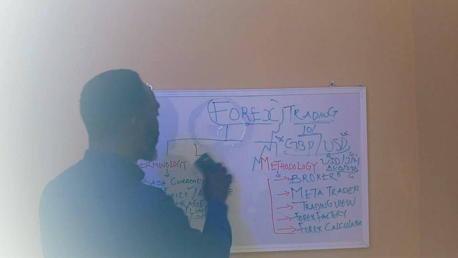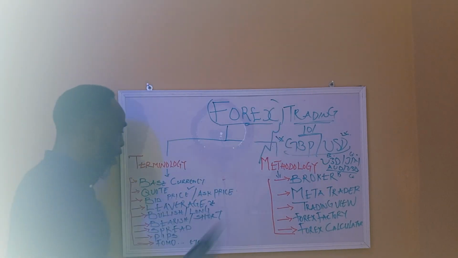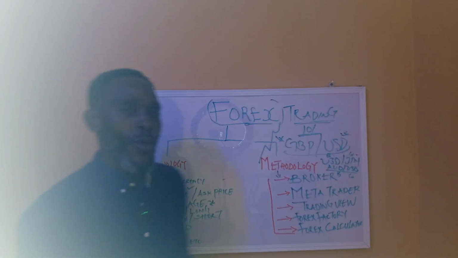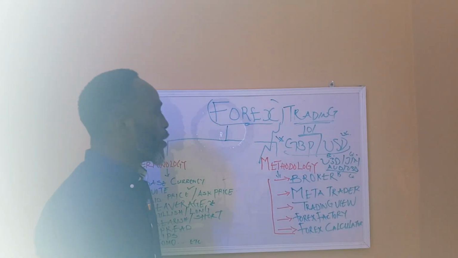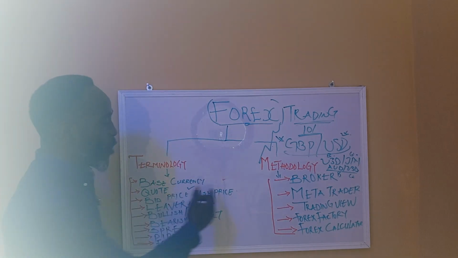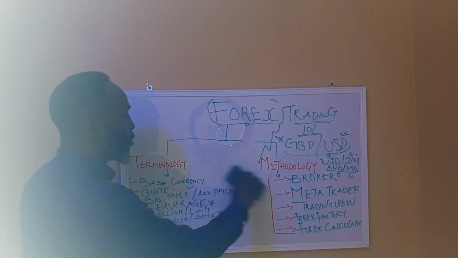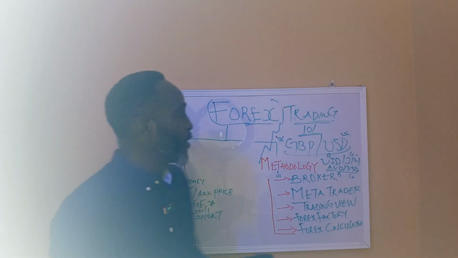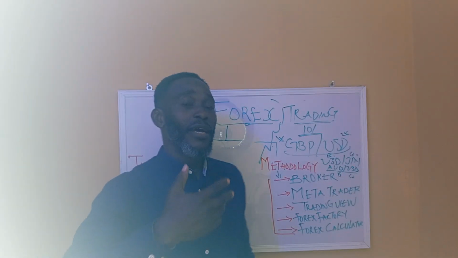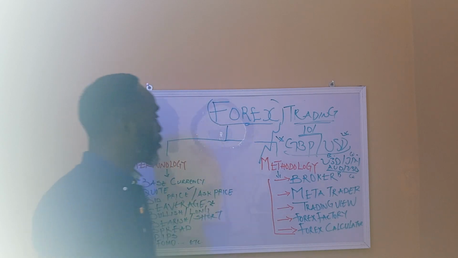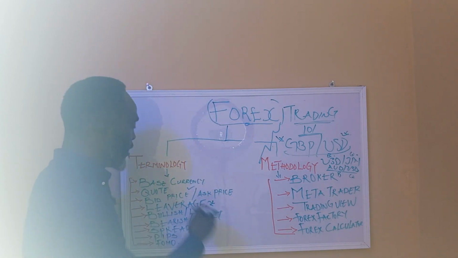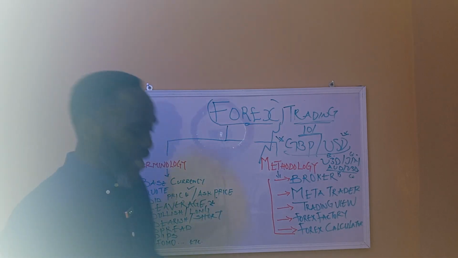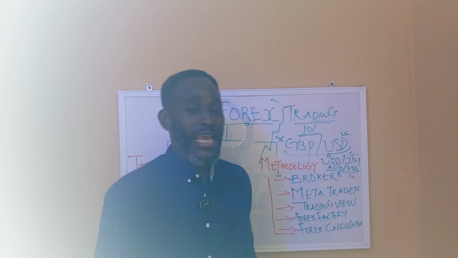So you need to stick around in this video to get more of this explanation. Now we'll talk about spread. What is spread? When you buy and sell, the difference between your bid price and your ask price is called spread. Let's say it's the commission that the brokers make on your trade. So the difference between the bid price and ask price is called spread.